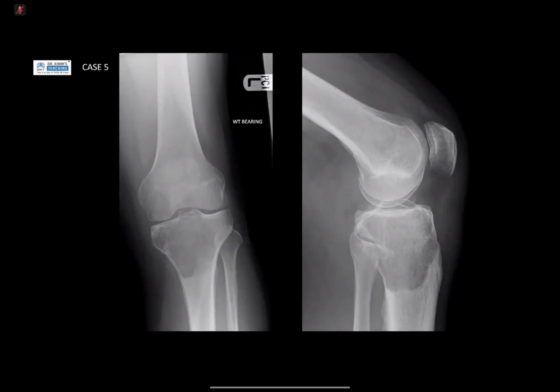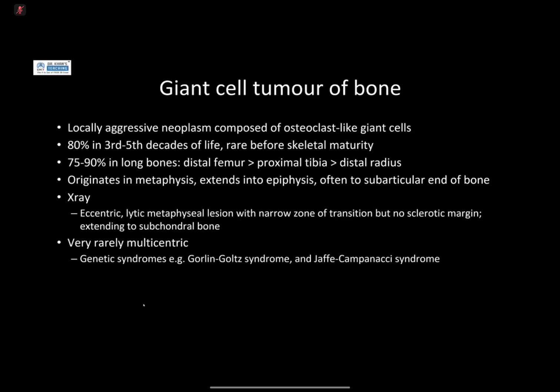Now, candidate one correctly identified there is some thinning, but actually there's some periosteal reaction along the medial border of the proximal tibial metaphysis, which is slightly concerning. So the GCT itself can be locally aggressive, and it's important to look for some of those aggressive features.